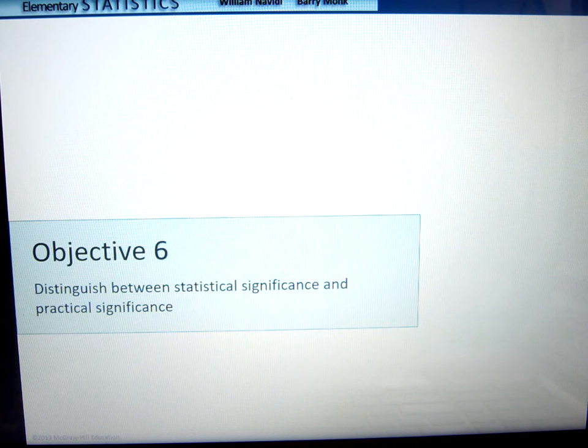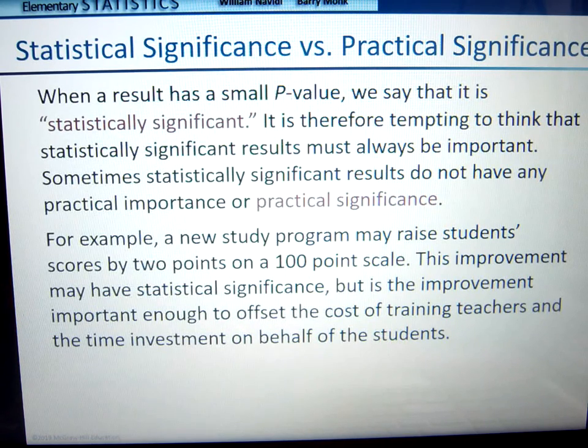Objective 6, distinguishing between statistical significance and practical significance. So when a result has a small p-value, we say, wow, that's statistically significant. Well, they didn't put wow in there, I added that. It is therefore tempting to think that statistically significant results must always be important. But sometimes statistically significant results do not have any practical importance or practical significance.